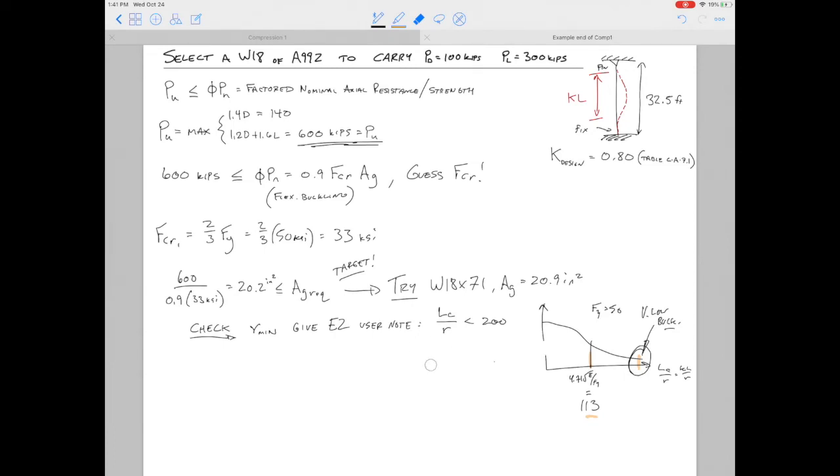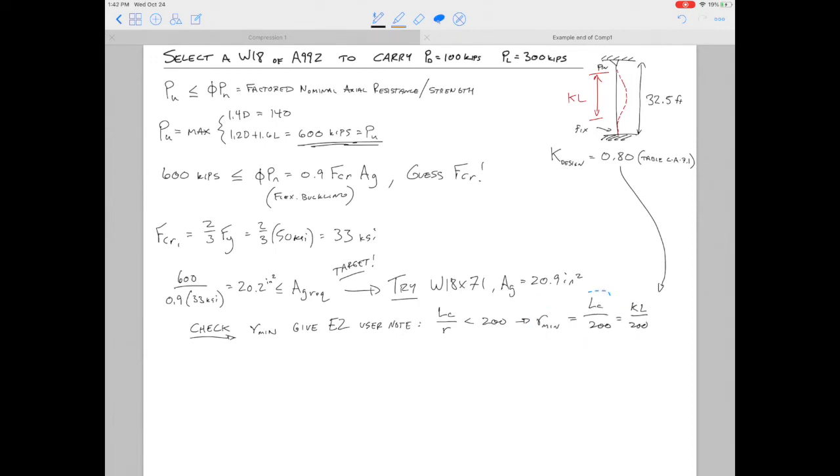All right, so let's get rid of this just to explain why. You told me about LC over R maximum, so how does that translate to R minimum? Well, I just rearrange this. If I make R smaller, that means the ratio gets bigger. So I can just rearrange and say R minimum is equal to LC over 200, which is KL over 200. Now I need to apply my K.